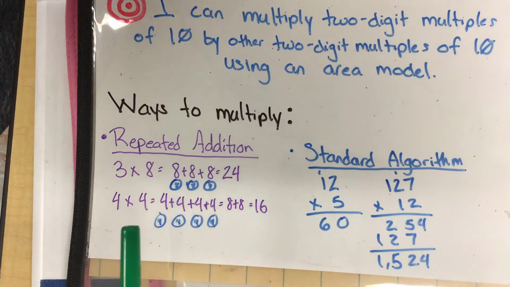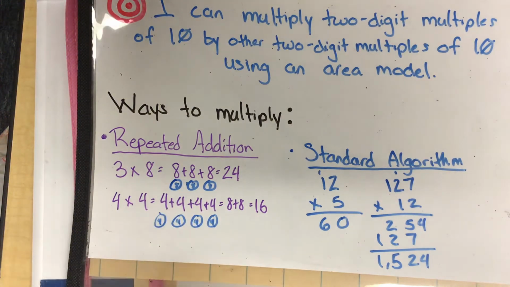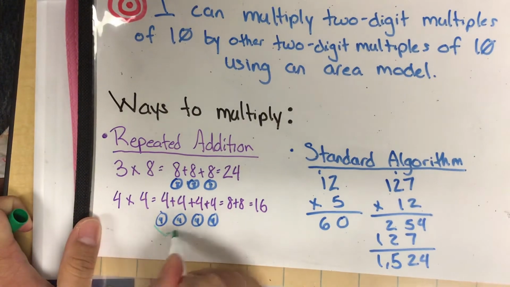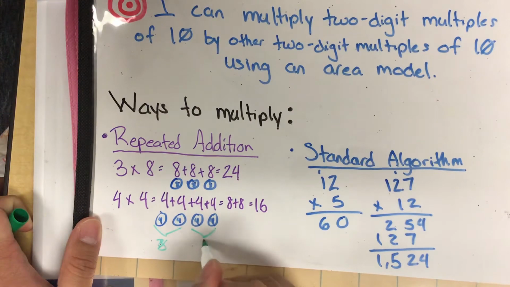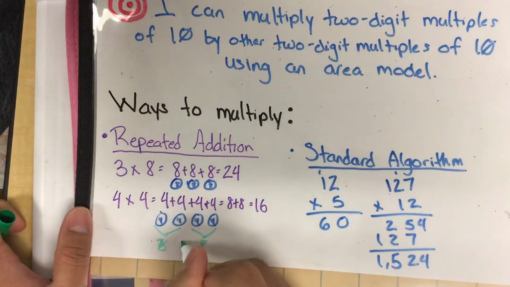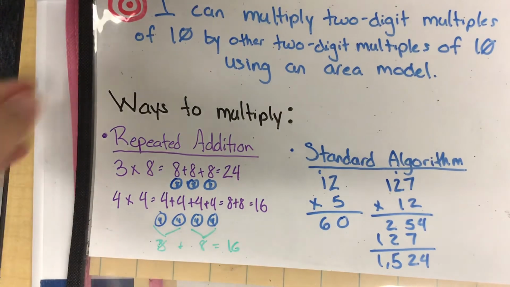Same with 4 times 4. You have 4 groups of 4, which is 4 plus 4 plus 4 plus 4. But then we know how to group them into 2 groups. So that 4 plus 4 is 8, and this 4 plus 4 is 8. And in the end, we have 8 plus 8, which will equal 16.